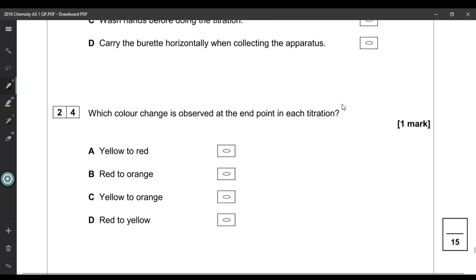And the final question is red to orange. Now, a lot of students went straight to what colour it would be if it was a change to alkali. But don't forget, it's not going to an alkali solution first, and that's not where you're stopping the titration. You're not stopping the titration when it goes to alkali. You're stopping it when it goes to neutral, which will be an orange colour.